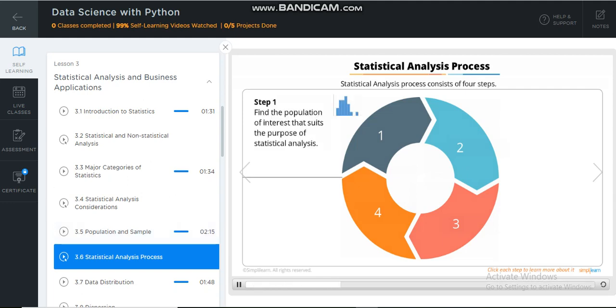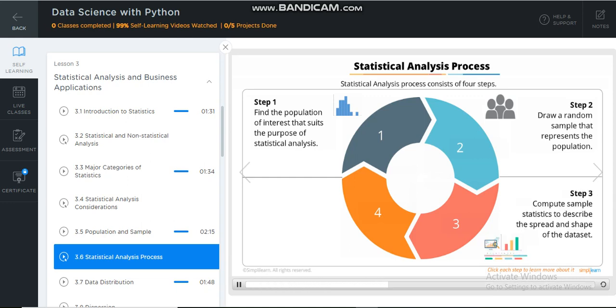The first step is to find the population of interest, which is closely tied to the purpose of statistical analysis. The second step is to draw a random sample which is representative of the population. The third step is to compute sample statistics to describe the sample in terms of spread and shape of the dataset. The final step is to make inferences using the sample and calculations and apply them to the population. We need to understand data distribution to carry out the statistical analysis effectively.